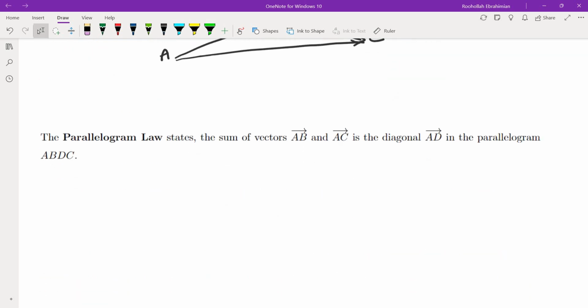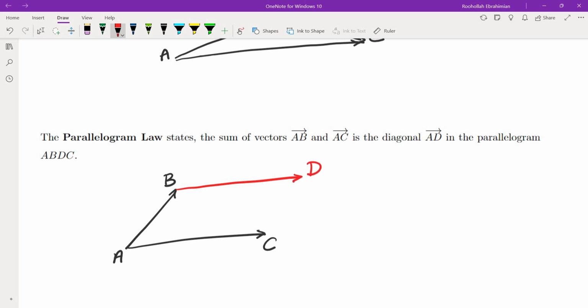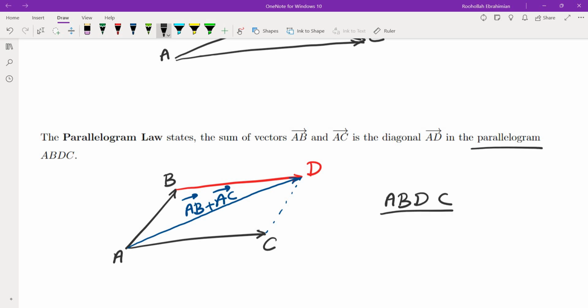Now, if you have two vectors whose initial points are the same, so if you have a vector AB and a vector AC, the way we create the sum of these two vectors is by creating a vector that is parallel to AC and starts from B, and this gives me the sum of AB and AC. So this is the sum AB plus AC. And as you see, we have a parallelogram. ABDC is a parallelogram here, which is why this is called the parallelogram law.